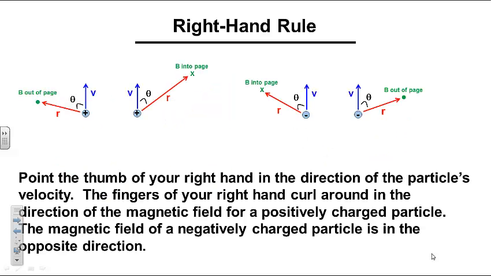We can also use a right-hand rule to determine the direction of the magnetic field. Point the thumb of your right hand in the direction of the particle's velocity. The fingers of your right hand curl around in the direction of the magnetic field for a positively charged particle. The magnetic field of a negatively charged particle is in the opposite direction.